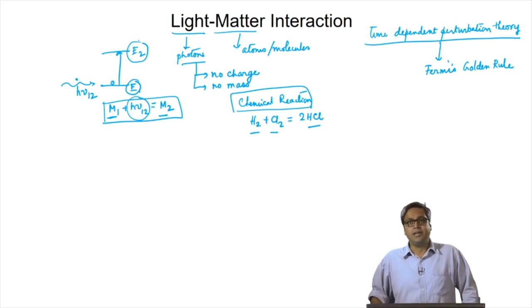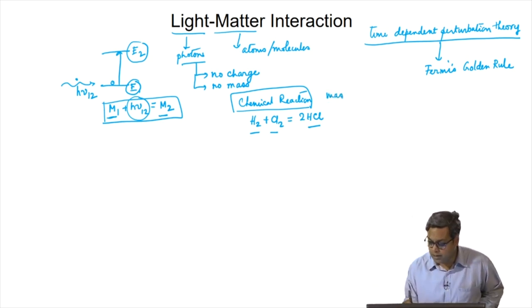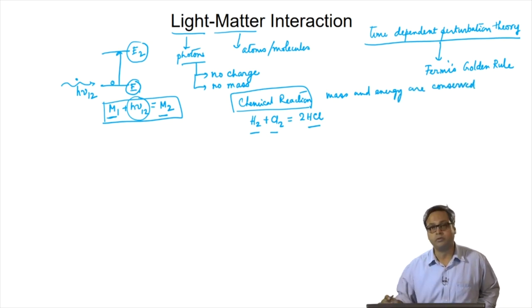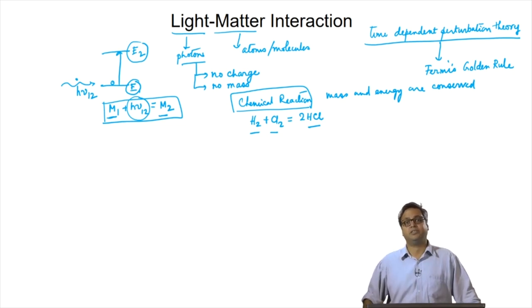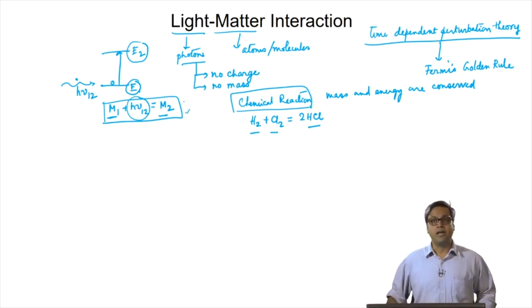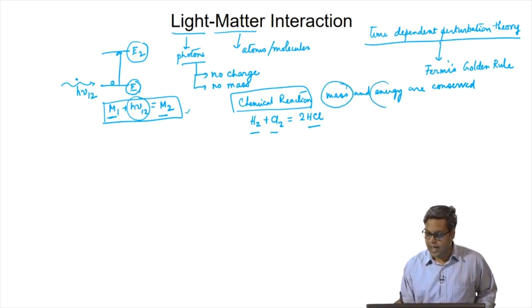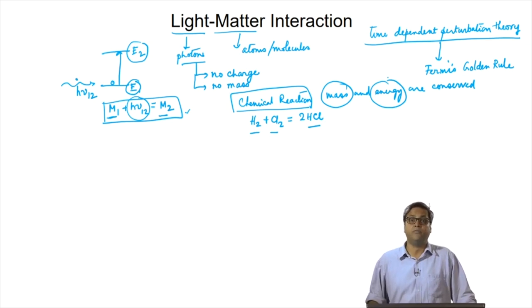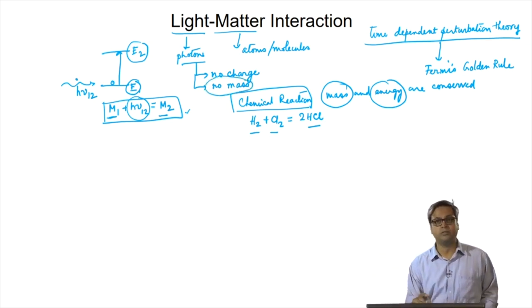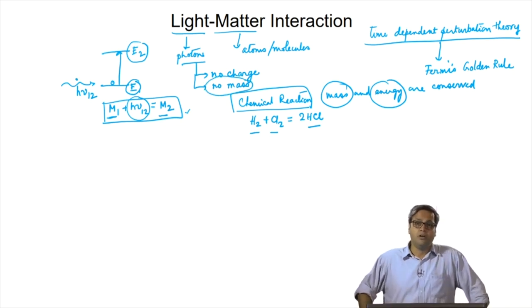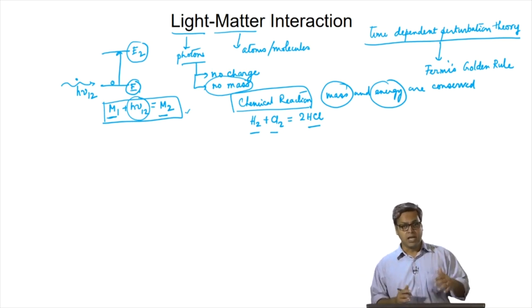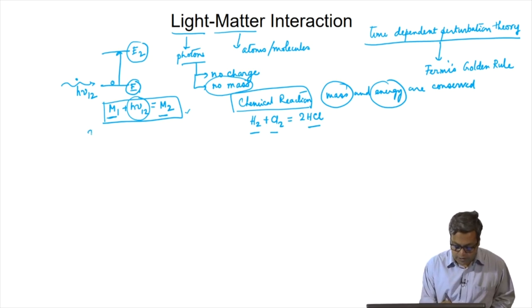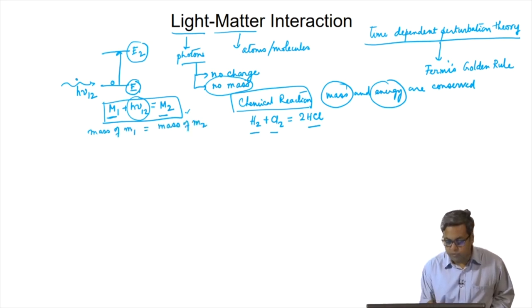Now, we know that in a chemical reaction, mass and energy are conserved. As we are comparing the chemical reaction with the spectroscopic transition, let us look into the conservation of mass and energy for the spectroscopic transition. Mass conservation in the spectroscopic transition is obvious. As the photon involved has no mass, the molecule has just gone from one quantum state to another. Thus, the mass of the molecule has not changed, or we can write mass of M1 equals mass of M2.